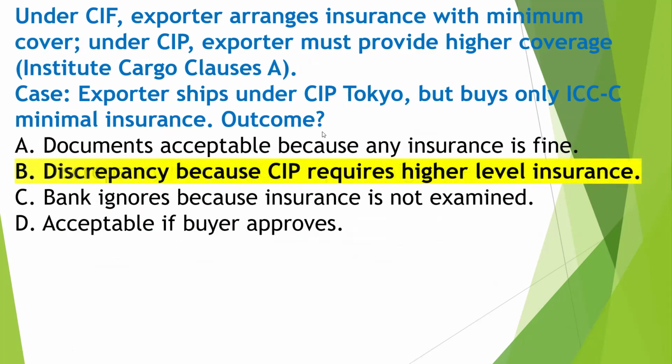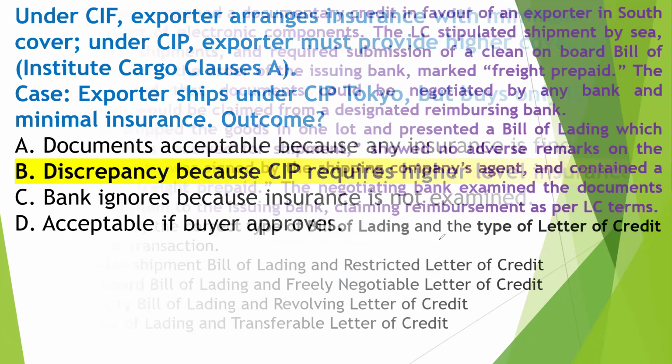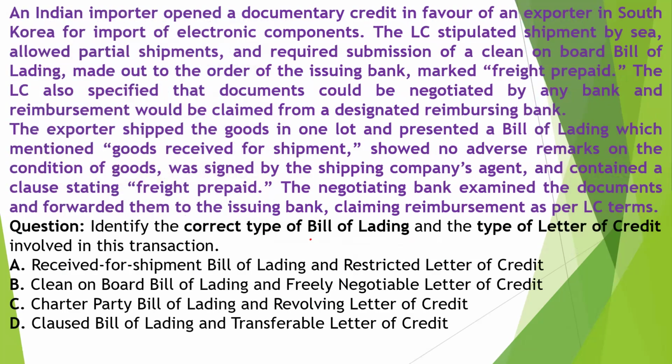So the right answer is B. Discrepancy, because CIP requires a higher level of insurance. So under Incoterms, the insurance in the LC should be of 110%. Okay, it should be of 110%.